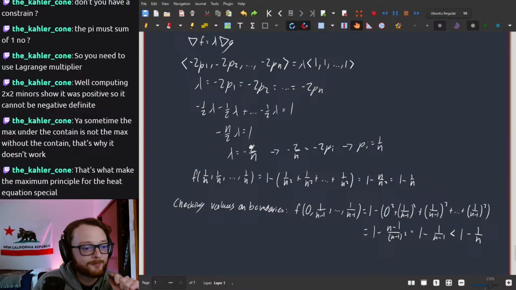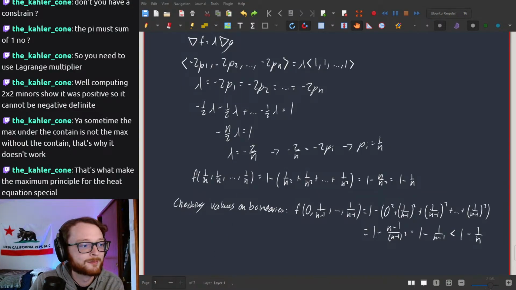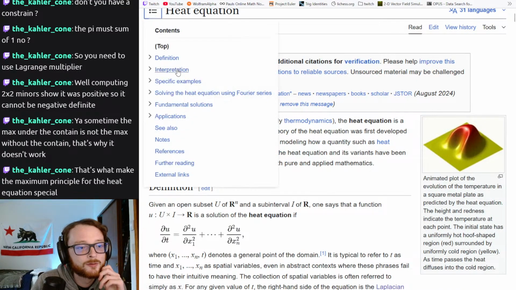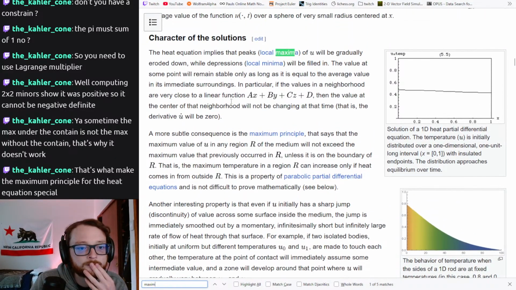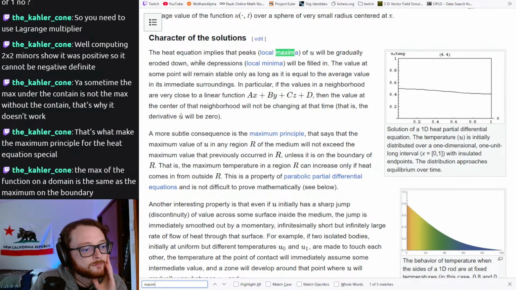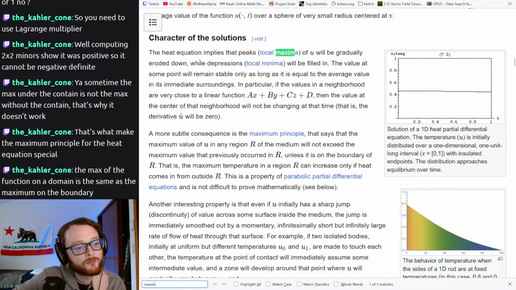Okay. The maximum principle for the heat equation, special? I don't think I've heard of that. It'd be somewhere on the Wikipedia page. The maximum of the function on a domain is the same as the maximum on the boundary.